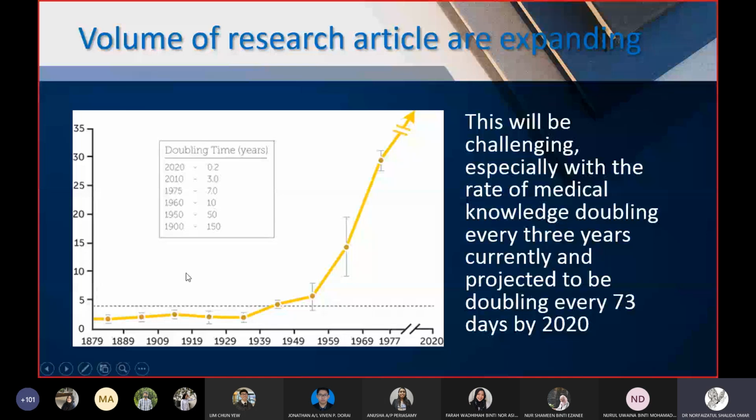During the early years, there was not so much research, but it doubles and triples, and it's rising exponentially up until now. So there are a lot of research articles which you need to keep up with, in order to be up to date with the current technology and the current knowledge in medical treatment. If not, your patients might not get the best treatment.